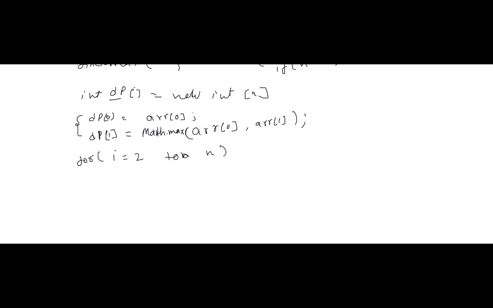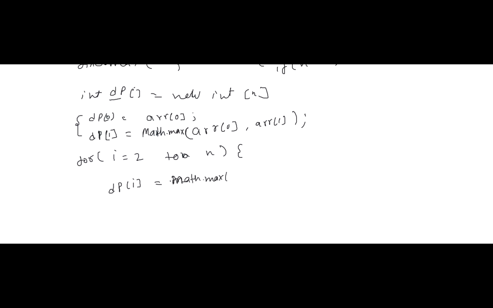2 to n, and then what we need to do, we need to update DP of I. DP of I would be like, at every point of time, what we can do, we can either pick the previous one or we can ignore the previous one. So when we are stealing from the previous one, we cannot steal from the current one, right? So at any point we have two values, so we can say math.max.